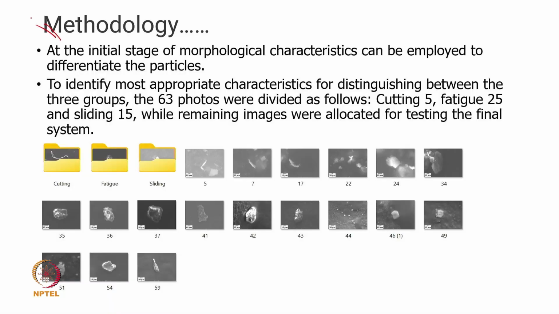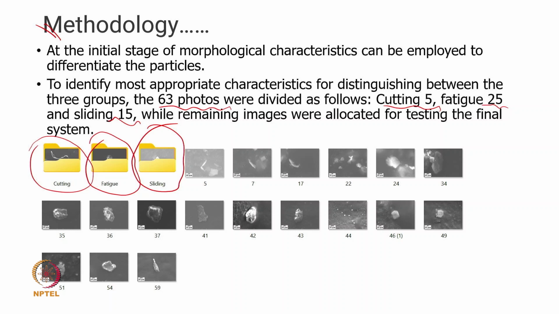Now, suppose we have a number of images. In this case, I am showing that on one of my laptops I have 63 photographs of wear debris. When I look at it initially, we say, oh, cutting, we have only 5 particles. Fatigue, I have 25 particles. Sliding, I have 15 particles.